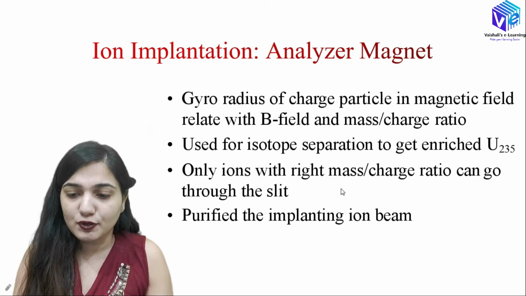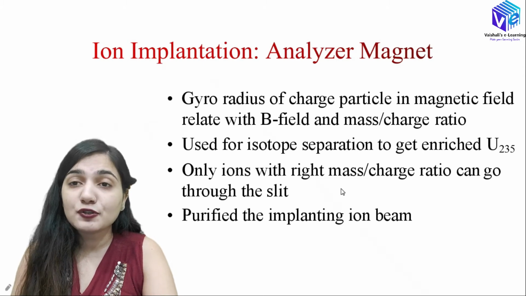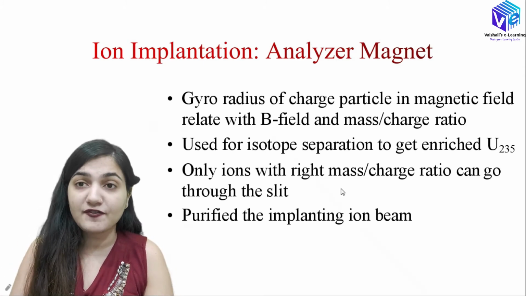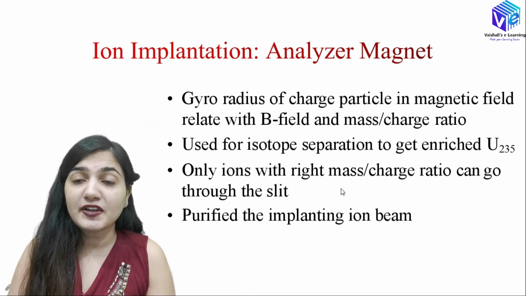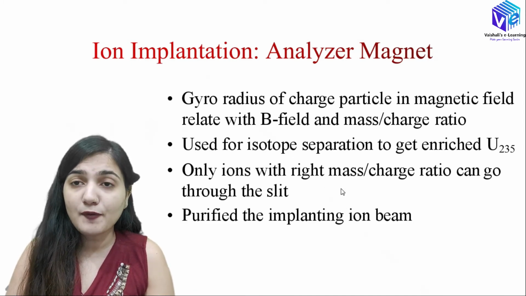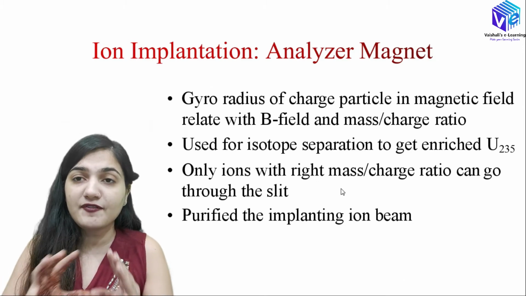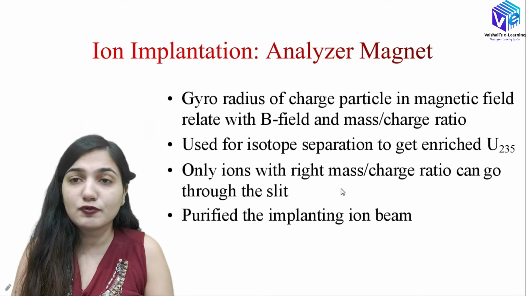So that you should know, it is used for the isotopes for separation to get the enriched uranium-235. I hope you know the uranium-235 is used to make nuclear bombs, and how we separate the uranium-235. Uranium-235 can only be used to make the nuclear bomb.